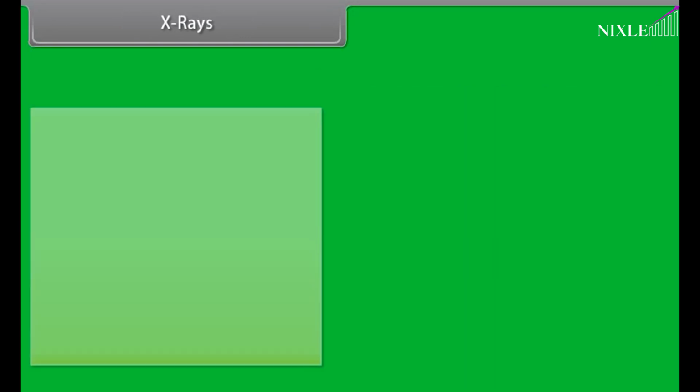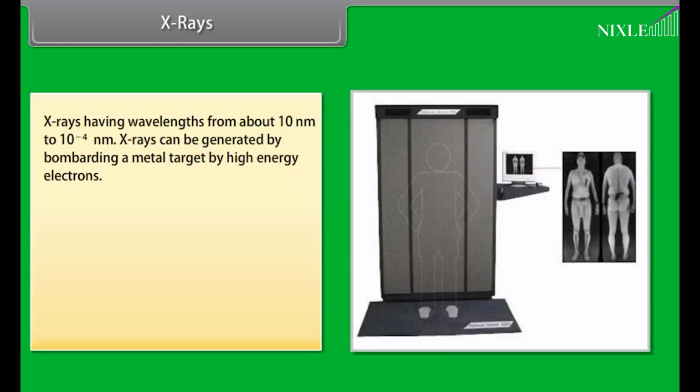X-rays. X-rays having wavelengths from about 10 nanometer to 10 raised to the power minus 4 nanometer. X-rays can be generated by bombarding a metal target by high-energy electrons.